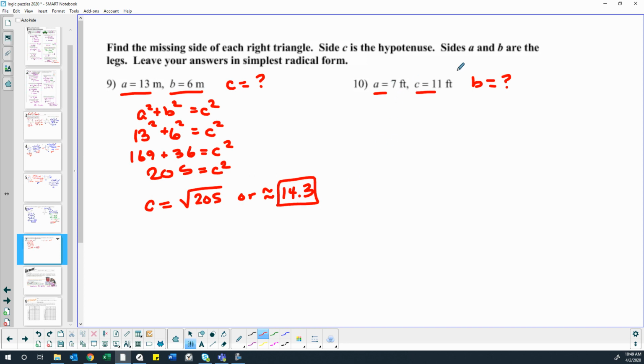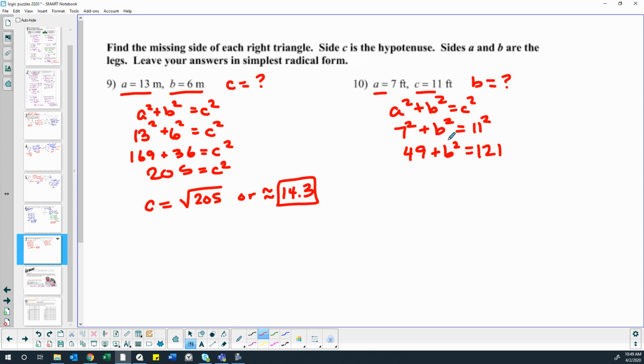Next, we have A and C, but we don't have B. So again, our formula A squared plus B squared equals C squared. So A squared is 7 squared, we don't know B. And C is 11. So this is 49. We don't know. And 11 times 11 is 121.